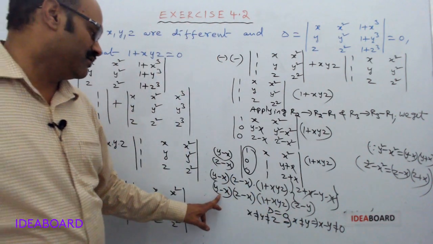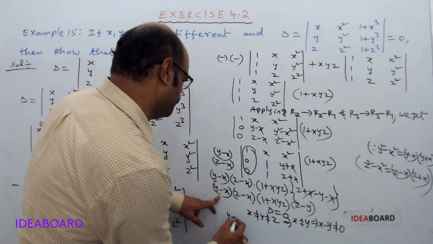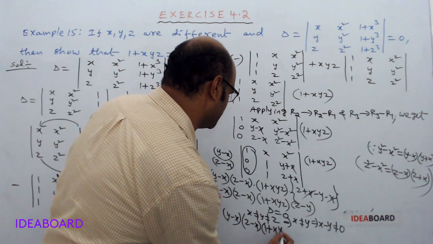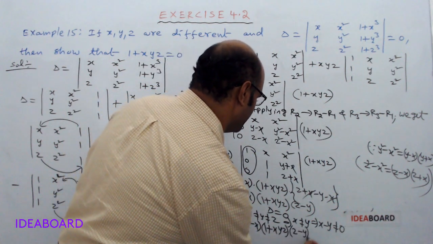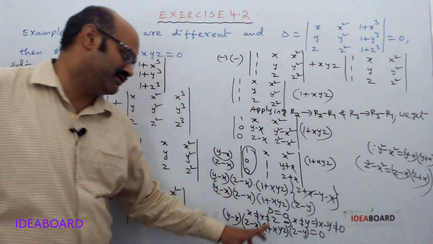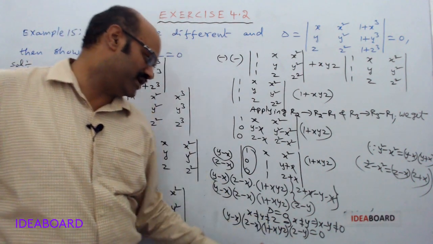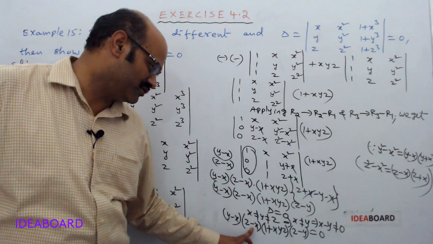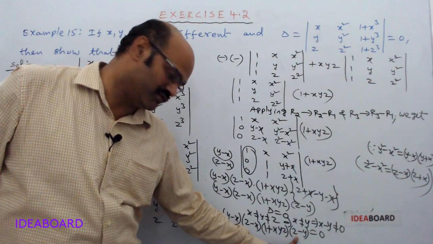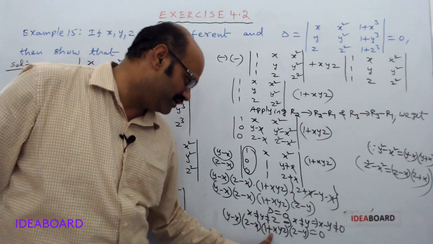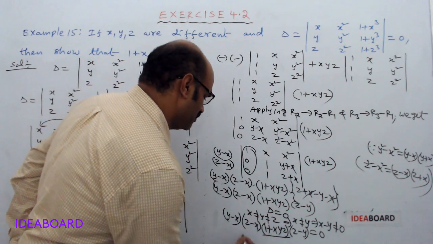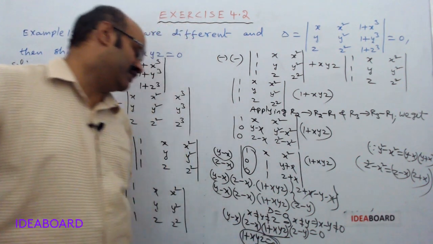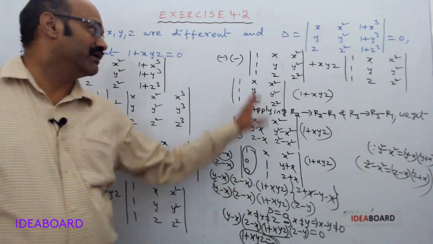Here we are getting y minus x into z minus x into 1 plus xyz into z minus y equal to 0. Since delta equal to 0, we came to know that x minus y not equal to 0, z minus x not equal to 0, z minus y not equal to 0. Then it should be 1 plus xyz equal to 0. Hence proved.